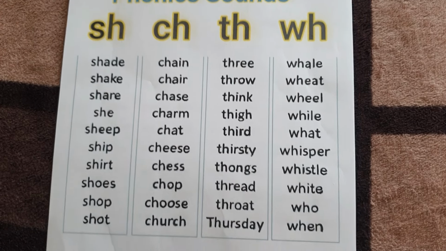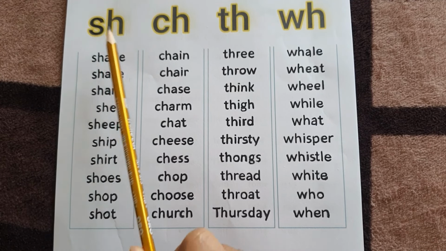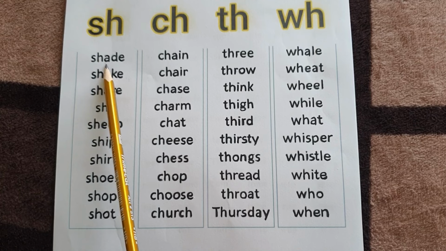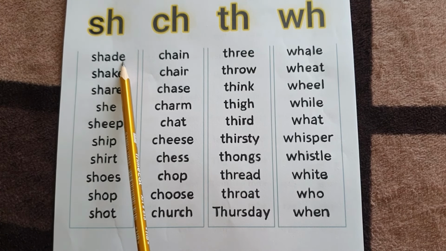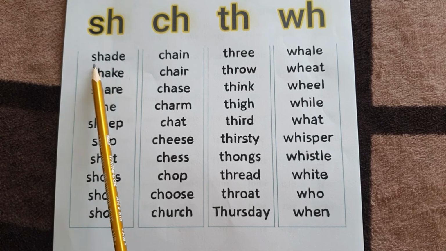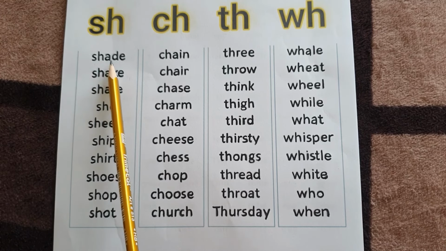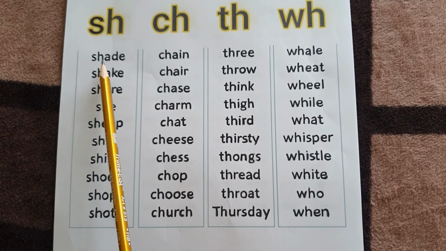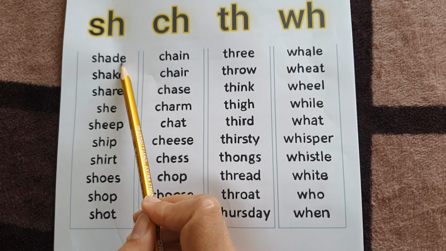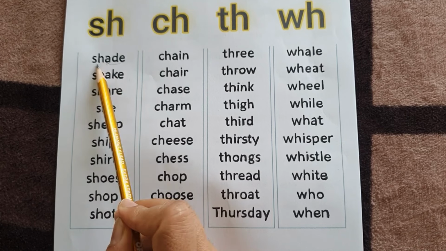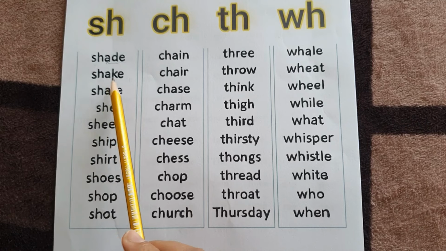Let's look at examples. First, we will look at sh sound blending words. Sh, a, d, shade. Here, this is magic e. It changes the vowel to say its name, a. So I am not saying shad. If I say shad, it's wrong. We will say sh, a, d, shade, because this magic e changes the vowel to say its name.